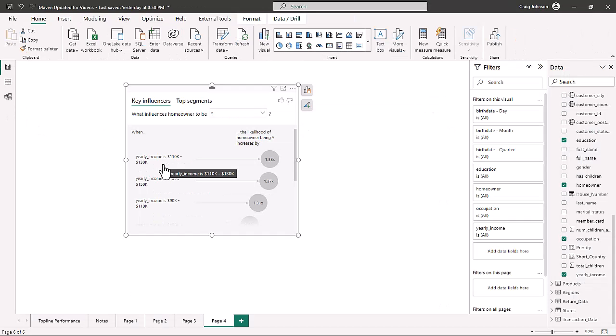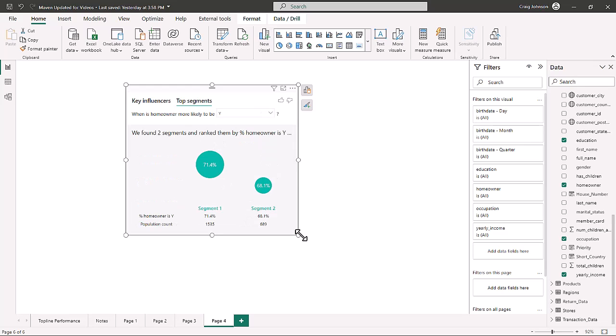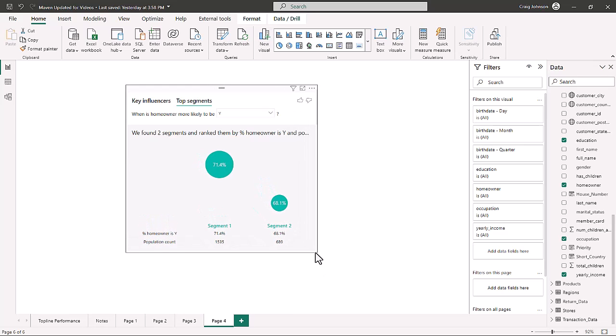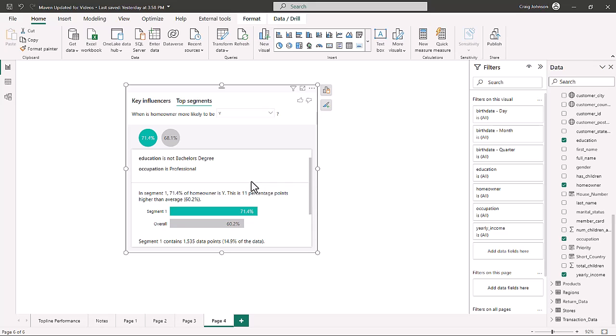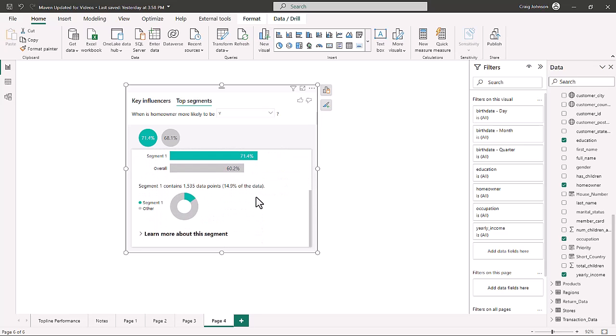Once you've looked at the key influencer segments, you can take a look at the top segments. And this is an AI generated tool that lets you look at, they found 2 segments that are statistically significant on homeownership being yes. And if you click on this segment, it breaks it down. Segment 1, education is not a bachelor's degree and occupation is professional. And it says 71% of that homeowners are marked as a yes. And that's 11 percentage points higher than average. And it breaks it down.